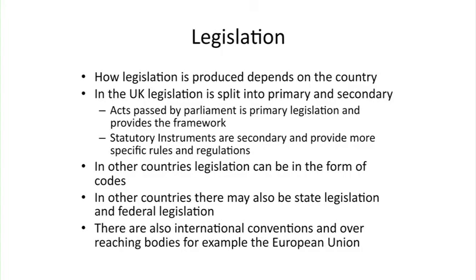If we look at legislation first, how legislation is produced depends on the jurisdiction or the country. For example, in the UK, legislation is itself split into primary and secondary legislation. So acts passed by Parliament are classed as primary legislation, and statutory instruments are secondary legislation, and they provide more specific rules and regulations. And you'll come across both of these if you're actually researching UK law.